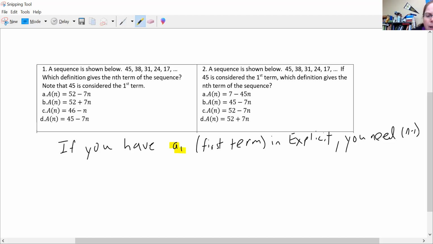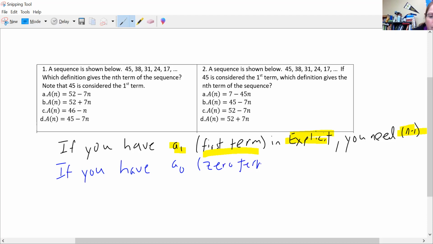So key things: if you have a sub 1, the first term, and an explicit formula, you need n-1 for your variable. And if you have the opposite, well, not the opposite, but if you have a sub 0, the 0 term, and explicit, you need n.